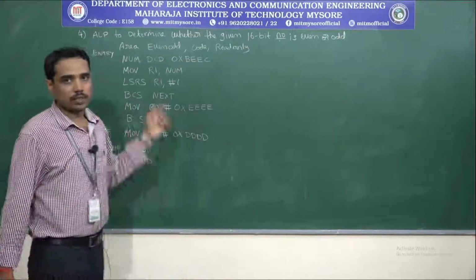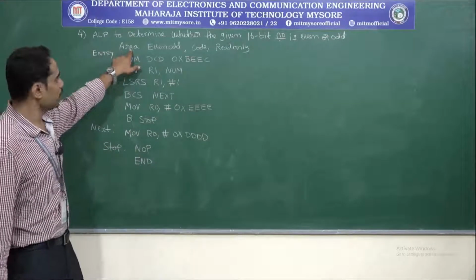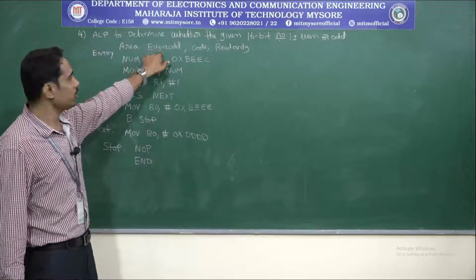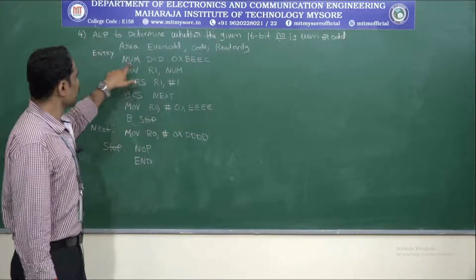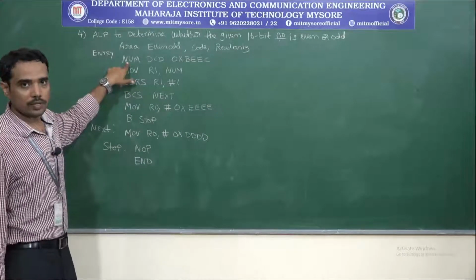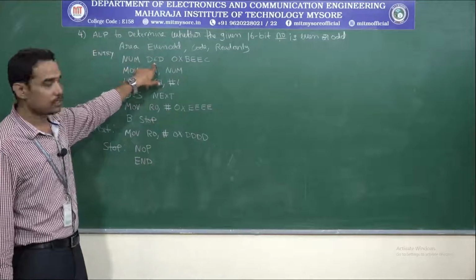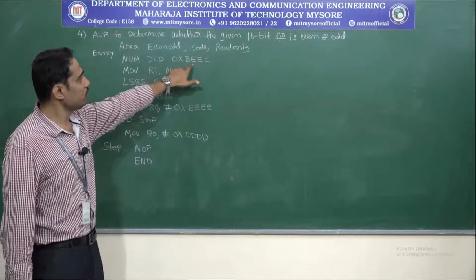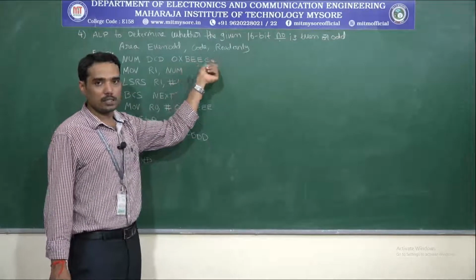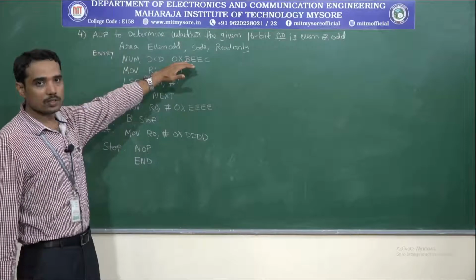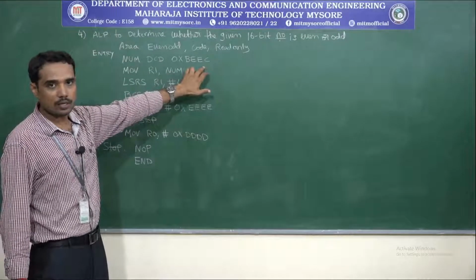Now let us try to analyze the program. As usual, AREA is followed by the code name, that is, EvenOdd code. This is READONLY as usual. Here first we define the 16-bit data using the variable num, with assembler directive DCW followed by 0xBEEC. We have taken a 16-bit data, BEEC, and we are trying to find whether this BEEC is odd or even.